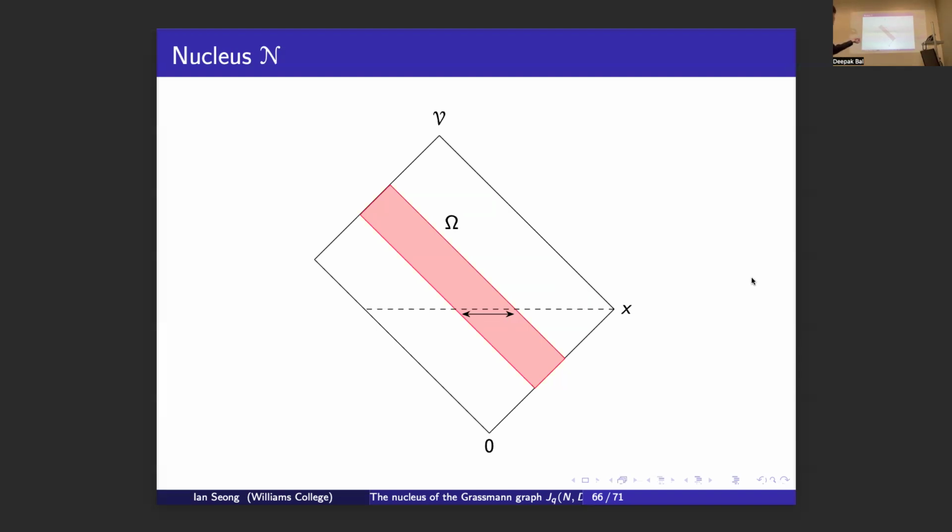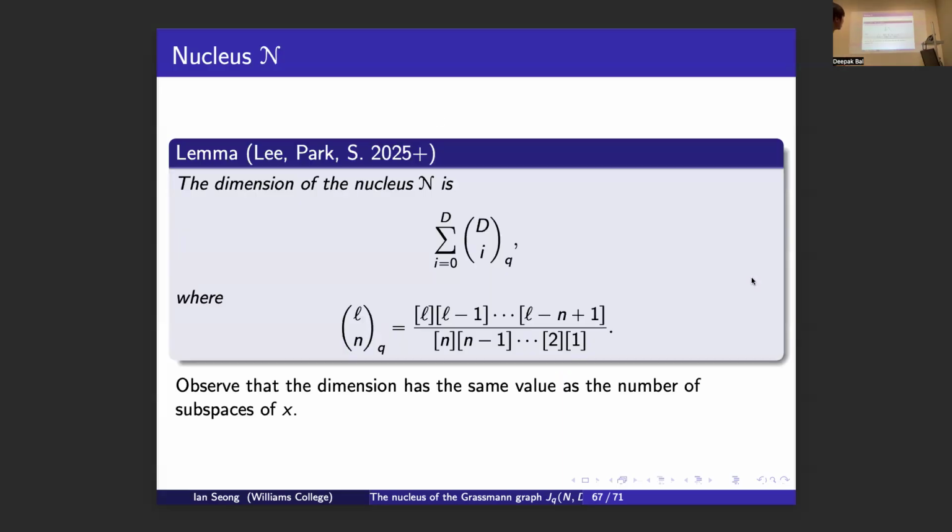So we established a one-to-one correspondence between the irreducible H modules and the irreducible T modules. What that allows us to do is find the dimension of the nucleus. The dimension of the nucleus is given as follows. It's going to be the sum of d choose i sub q, a q binomial coefficient. If you stare at it for a while, you might notice that it's the same value as the number of subspaces of X. X is this d-dimensional subspace, and the total number of subspaces of X is that sum of d choose i sub q. So that allows us to describe the basis of the nucleus N in a nice way.